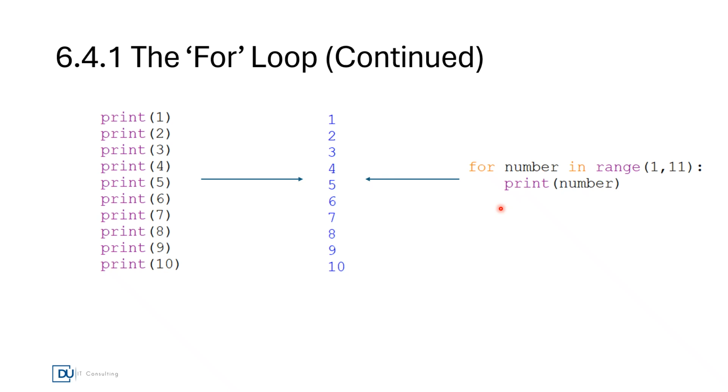So we have for number in range(1, 11). This will create a list of 1 to 10. 11 minus 1 items will be created starting from 1, and then it will print the number. And we can make it further dynamic by getting this number from the user. So this shows how we can write dynamic and scalable repetitions in Python using a for loop.